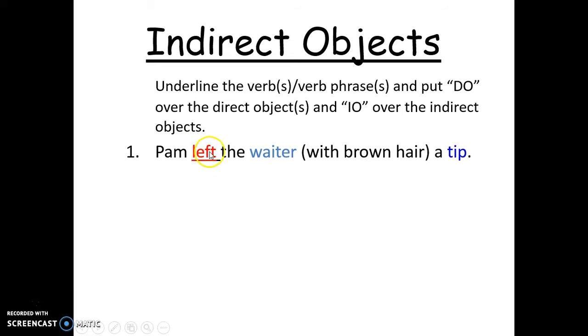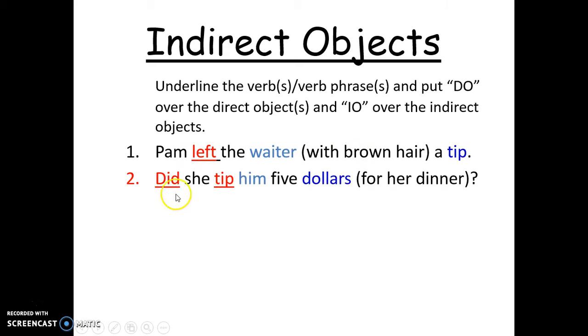All right, number 1. Left is your action verb. What did she leave? A tip. That is your direct object. Who did she leave it for? Waiter. And I forgot, I put with brown hair in parentheses. All right, notice your IDO is in between your direct object and your action verb.